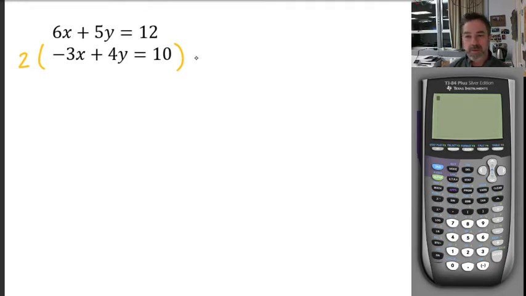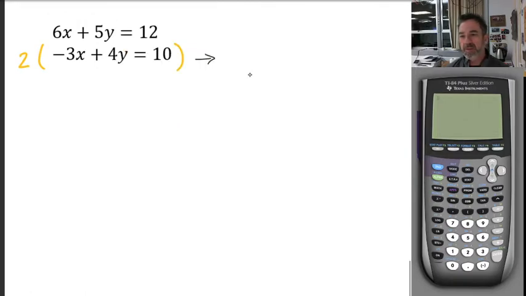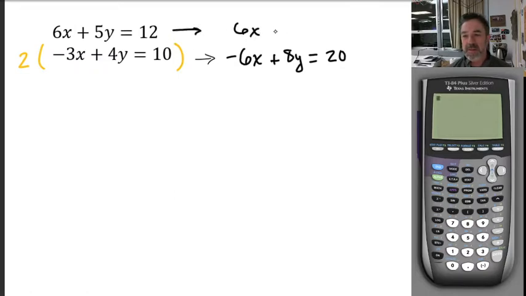So the new version of this equation, if I simplify it, is going to be negative 6x plus 8y, and that's going to equal positive 20. And then just for reference, I'll rewrite the other equation. That's positive 6 times x plus 5y, and that is still going to equal 12. Okay, so I have equal things, check.